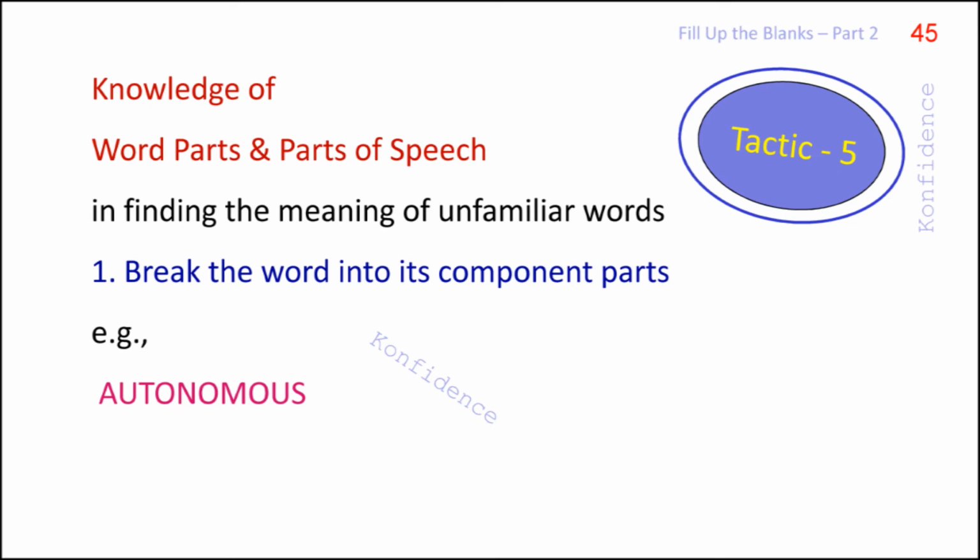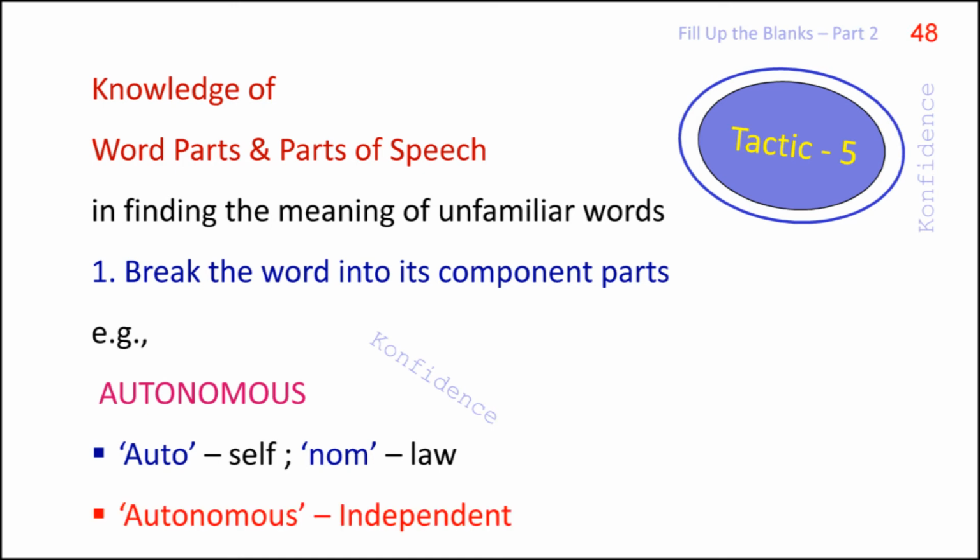Imagine that we do not know its meaning. Let us break this word into auto and norm. Auto means self and norm means law. Thus, we can understand the meaning of autonomous as self-law or self-rule. In other words, independent.